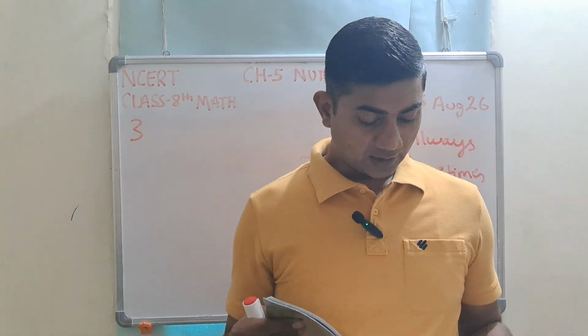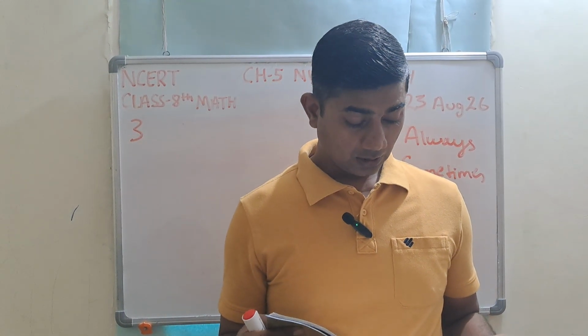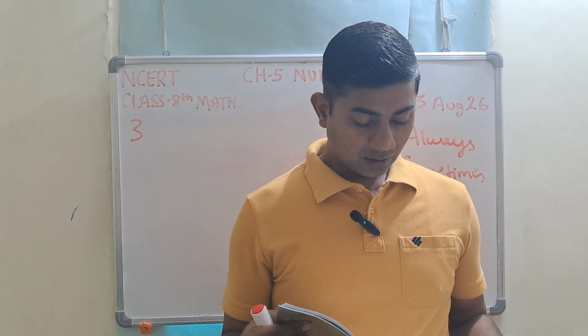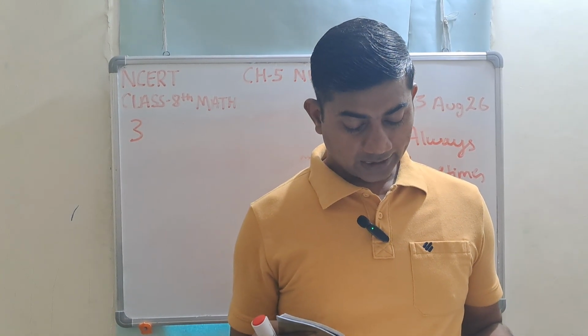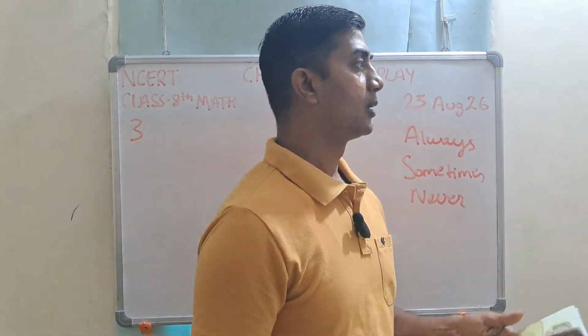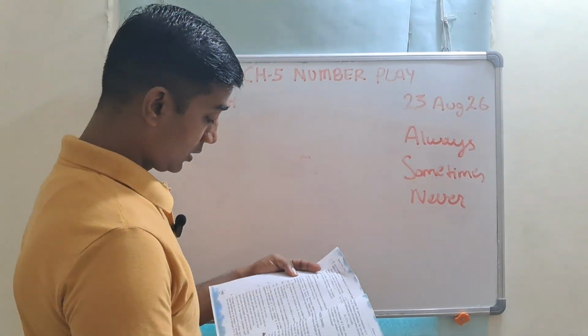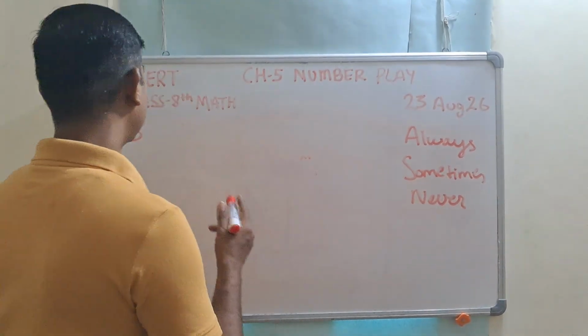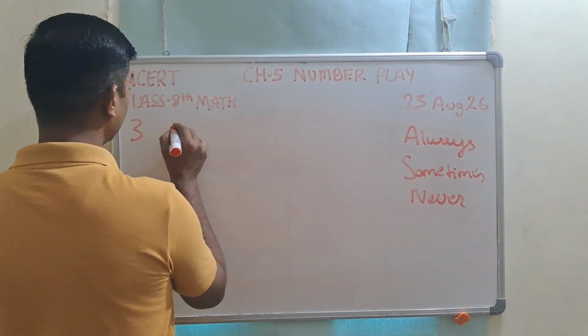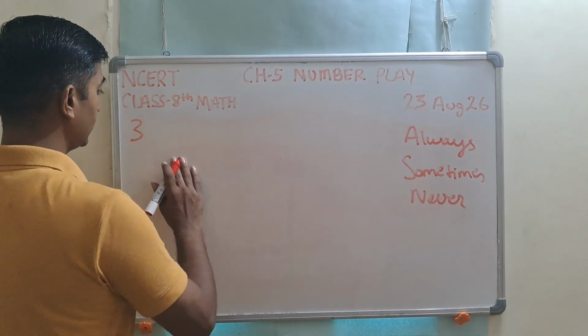The fourth one is the sum of multiple of 6 and multiple of 9 is a multiple of 3. Yes, this is always true. Now the sum of multiple of 6, we'll check first 3 multiples of 6. This is our question.